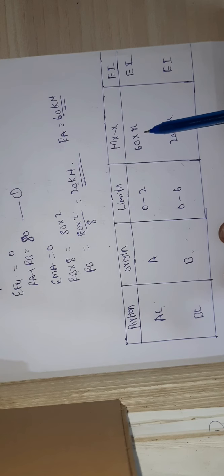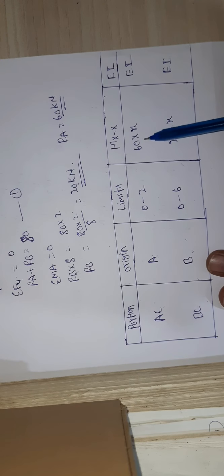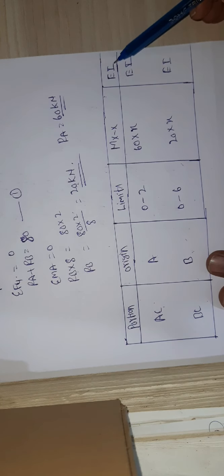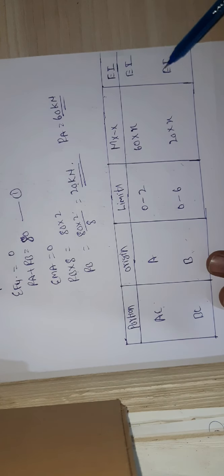What is the moment at the sections? For the AC portion, 60 into x, Ra into x. For the BC portion, this is Rb into x. Then what is the moment of inertia at that point? The moment of inertia is the same for both.